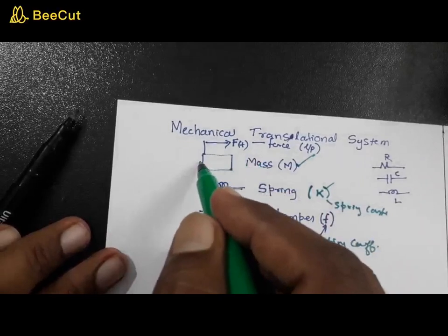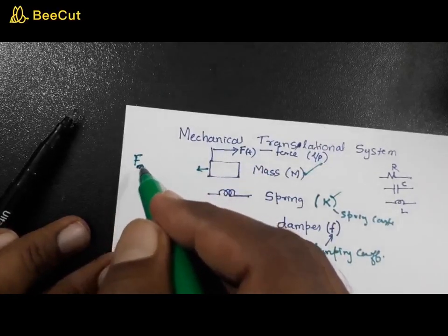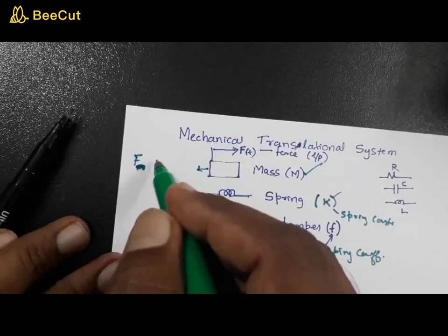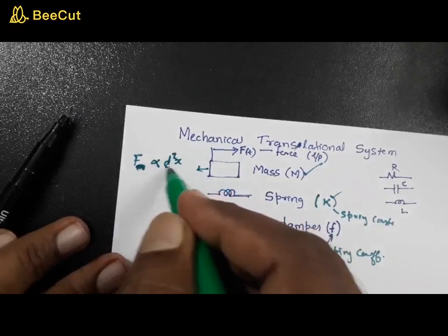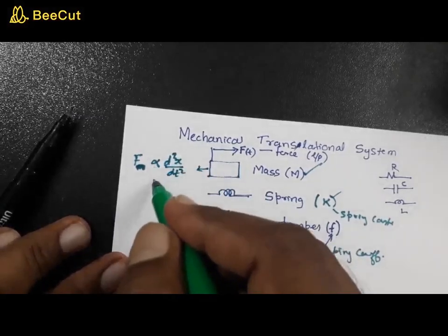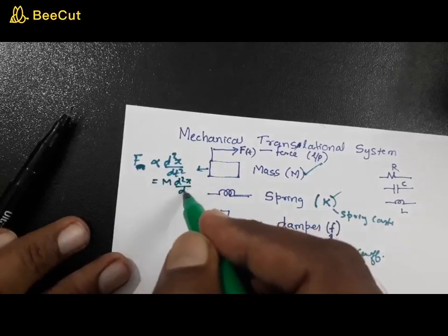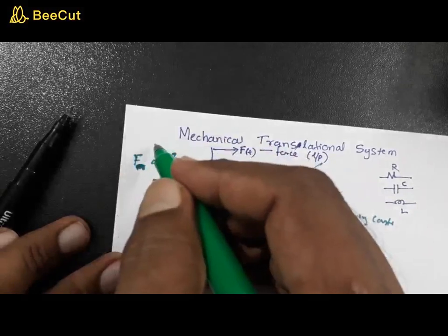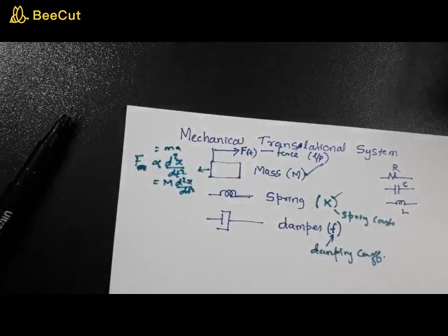Now let us see, when a force F of t is applied, this force gets distributed throughout these components. Now the force due to the mass, for the meantime let us call this Fm. It is proportional to what? Proportional to d square x by dt square. This you know from your plus two physics. So this is equal to m into d square x by dt square, the basic expression, mass into acceleration.